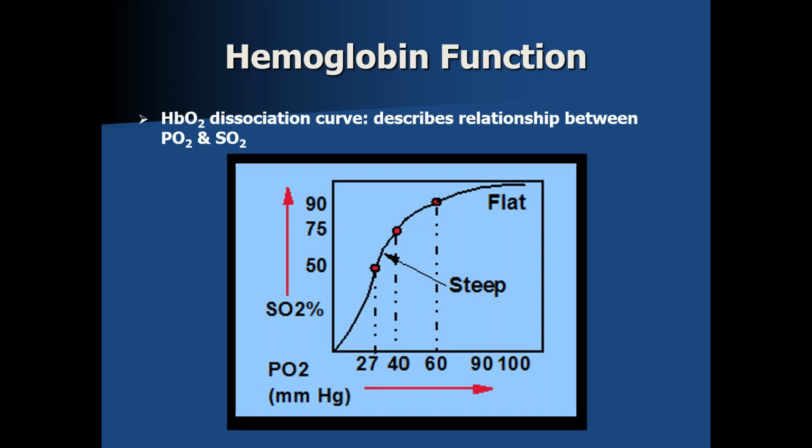This is the oxyhemoglobin dissociation curve, which describes the relationship between the PO2 and the saturation. There are 3 points on this curve that we all ought to know. First, at a PO2 of 60, the saturation normally is 90%. At a PO2 of 40, the saturation is 75%. And at a PO2 of 27, the saturation is 50%. This is known as the P50, which is used to identify shifts in the oxyhemoglobin dissociation curve.